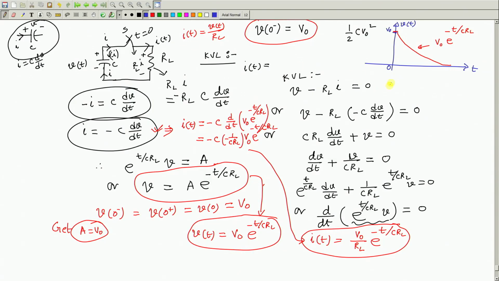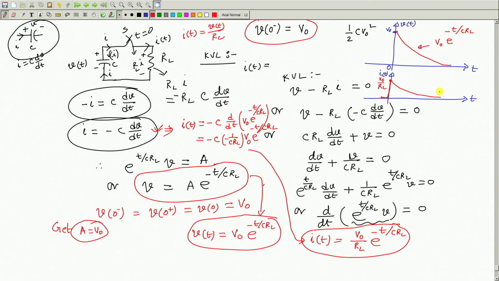Similarly, below this with the same time scale, if you sketch the current i(t) in the circuit, earlier at t equals 0 minus there was no current, it was open. So, current was 0, then suddenly it goes up. In a capacitor, current can have a jump, whose value will be V naught by R L, and then this fellow also decreases.